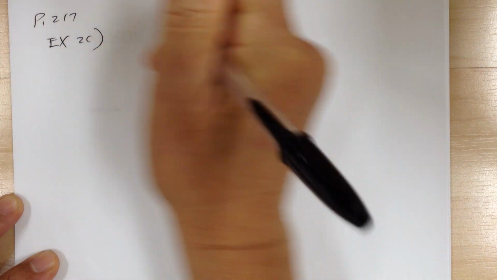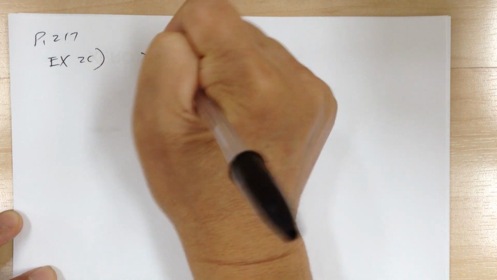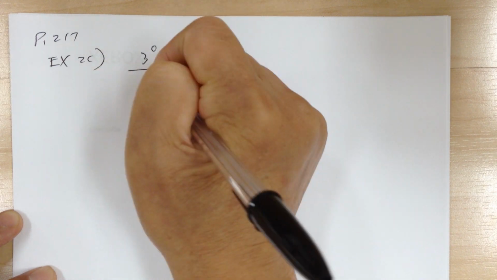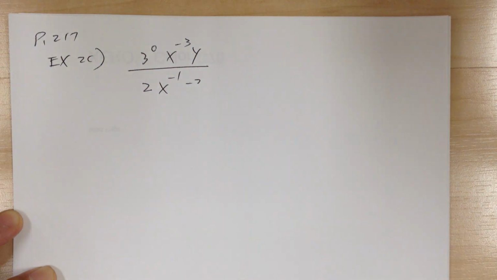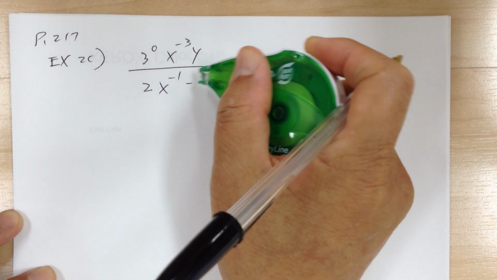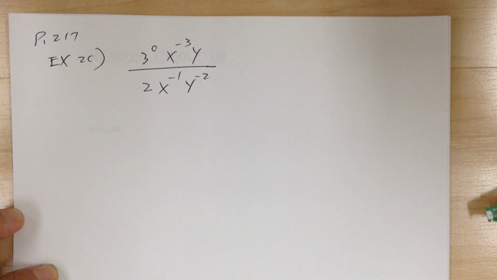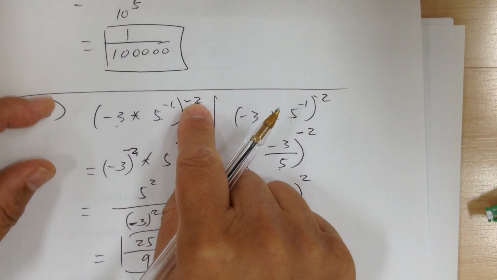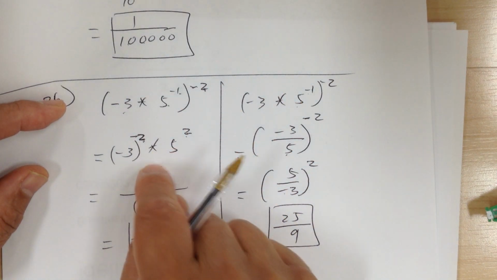Okay, for problem 2C, 3 to the 0, x to the negative 3, y, so 2x to the negative 1, y to the negative 2. Now, with the parentheses with a negative exponent, I kind of prefer to distribute first. I kind of prefer this method.